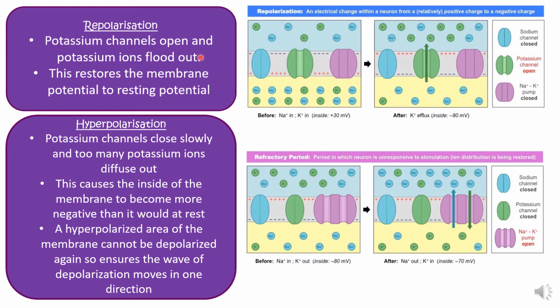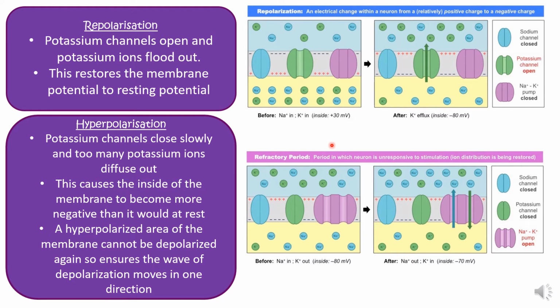And then we move to hyperpolarization. During this time, we can also call it the refractory period. Potassium channels close quite slowly, and essentially too many potassium ions flood out of the axon, and this causes the inside of the membrane to become more negative than it would be at rest. During this time, that section of the axon can't be depolarized, so it means that the action potential can't go backwards, it has to only go in one direction, forwards.